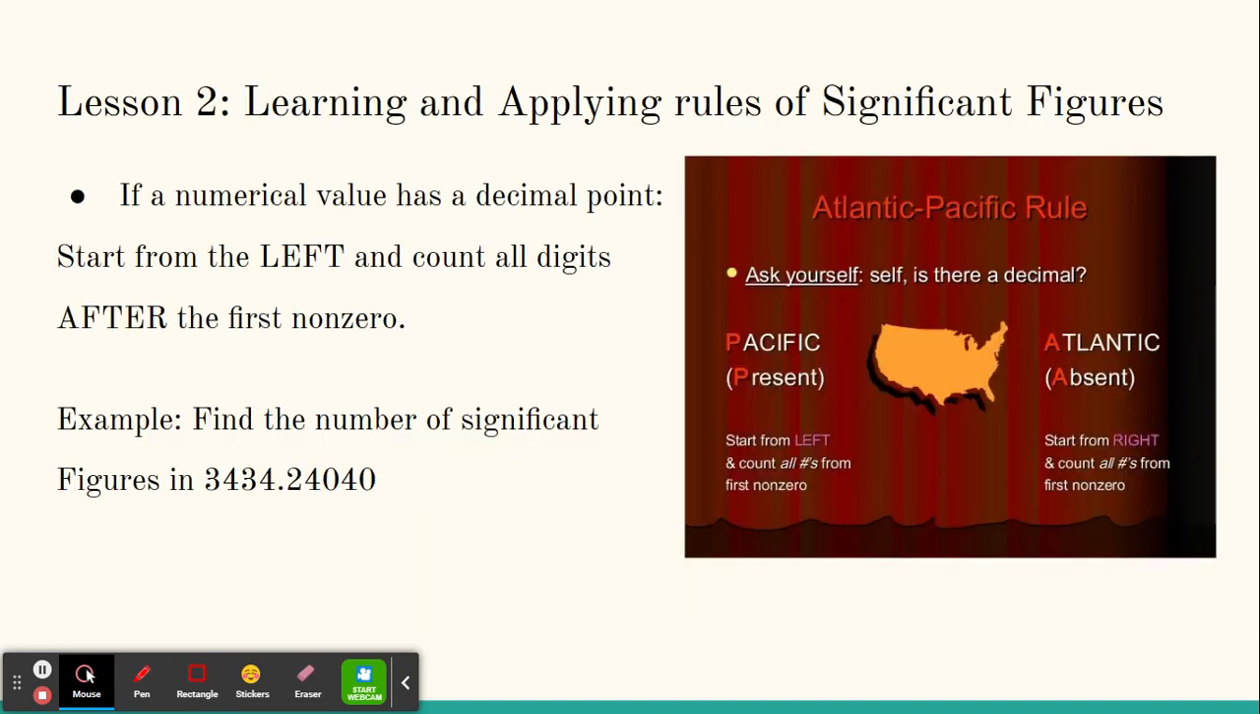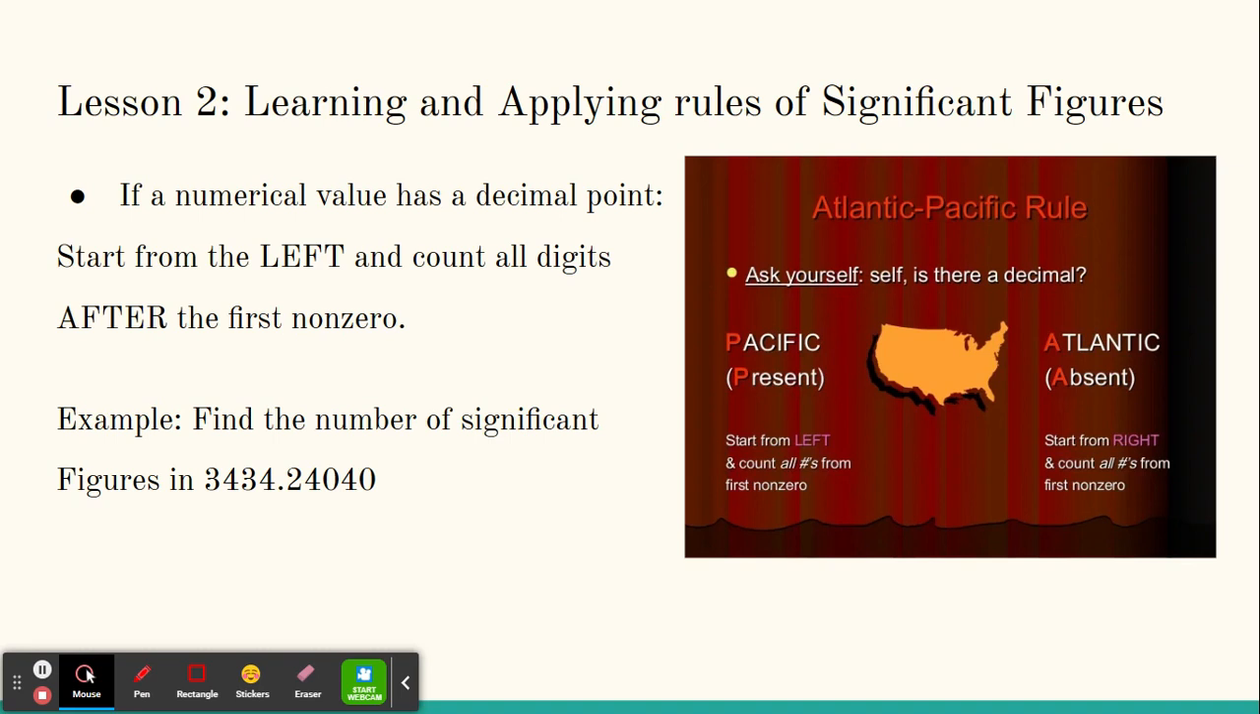Lesson 2, Learning and Applying Rules of Significant Figures. If a numerical value has a decimal point, when counting the number of significant figures in a numerical value, you start from the left and count all digits after the first non-zero digit.